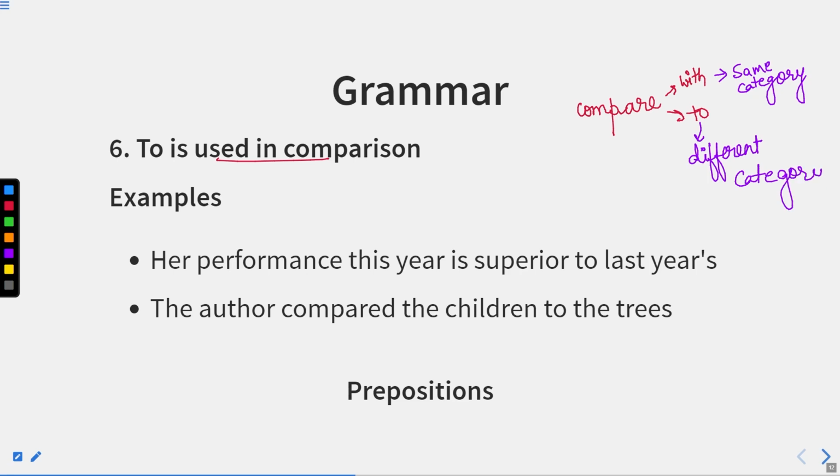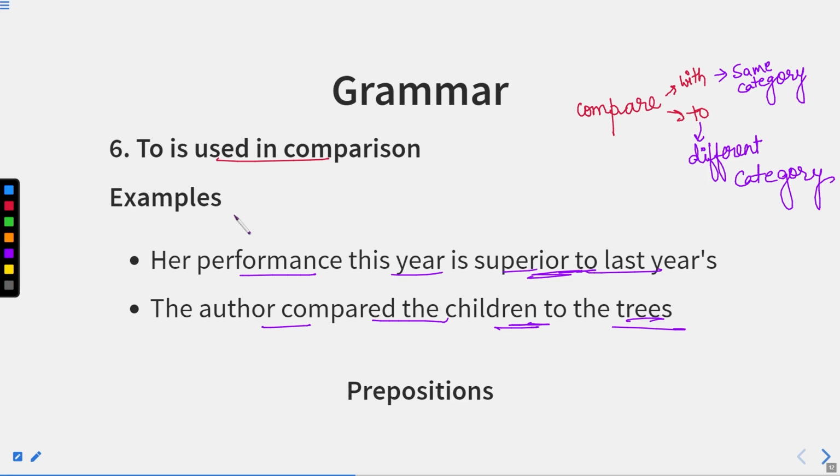For example, her performance this year is superior to last year's. So superior to, here we are comparing, so we are using to. The author compared the children to the trees. Now, children and trees are different things. Children are human beings, whereas trees are living beings, but they are not human beings. So they are different categories. So we can use to.